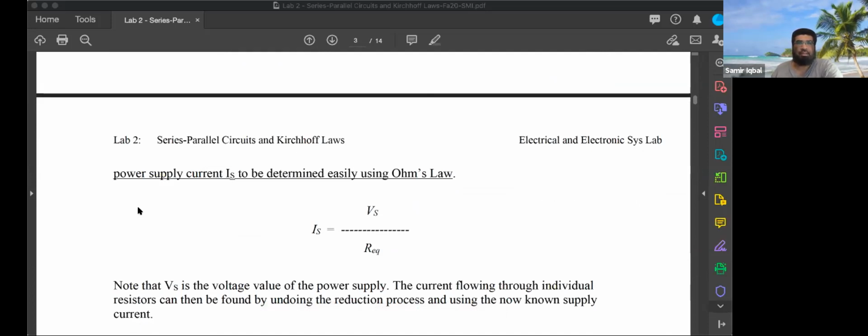So here we have just split it and written it the other way around. We said, okay, what is the current? We say, okay, then take R on the other side. It becomes I equals V over R.